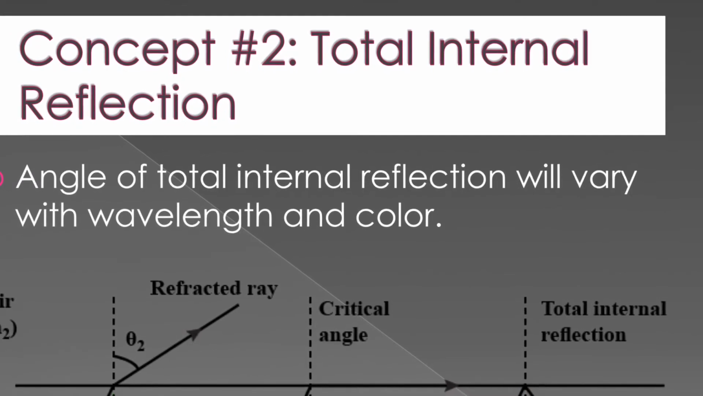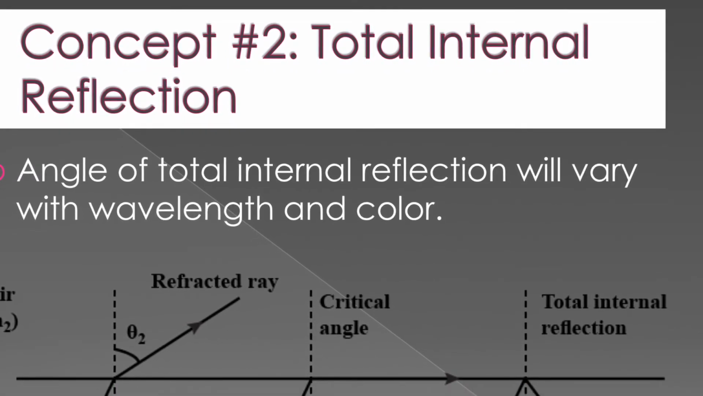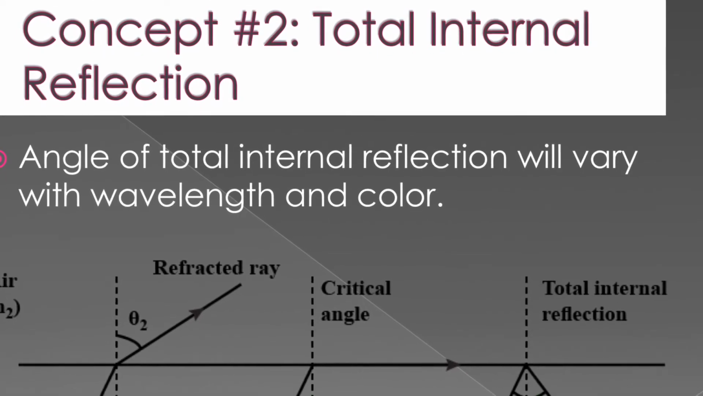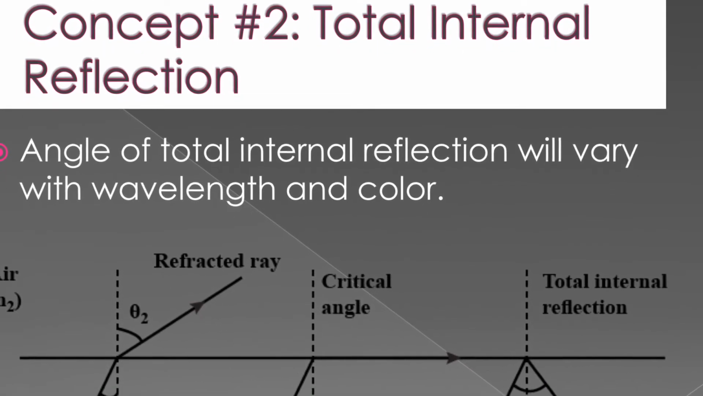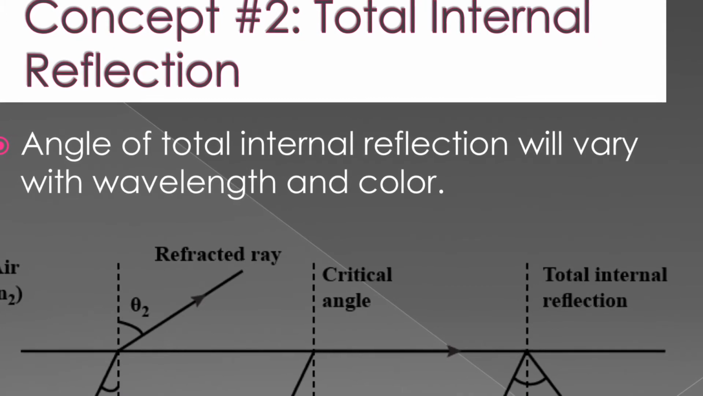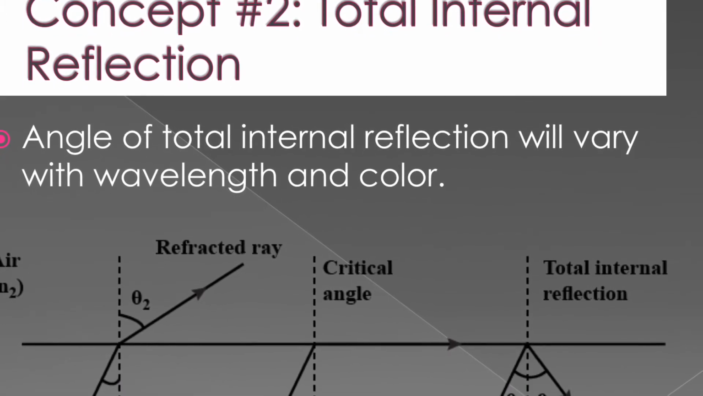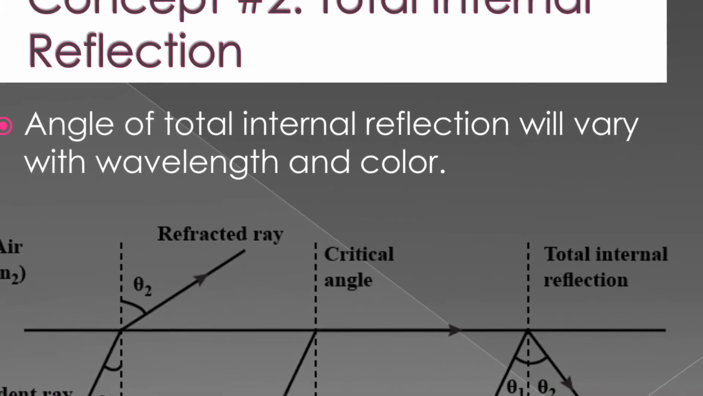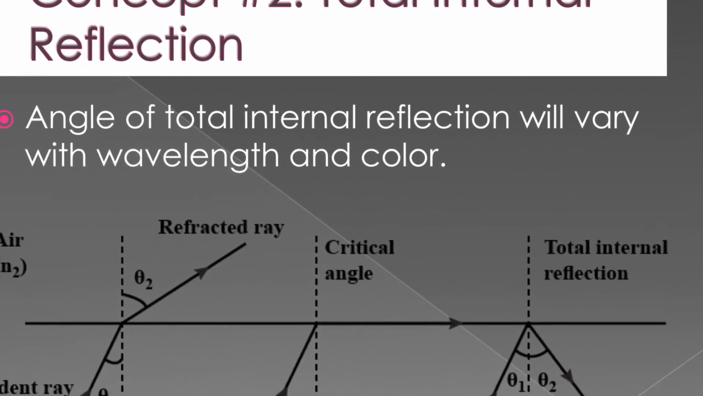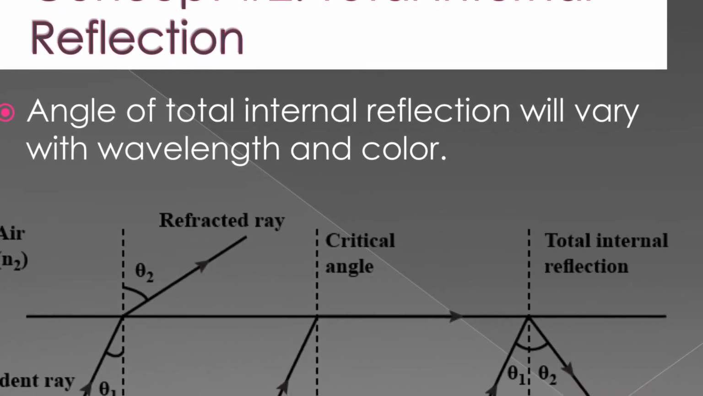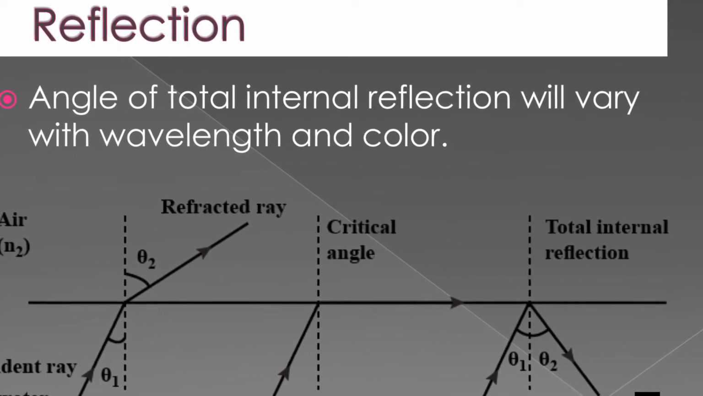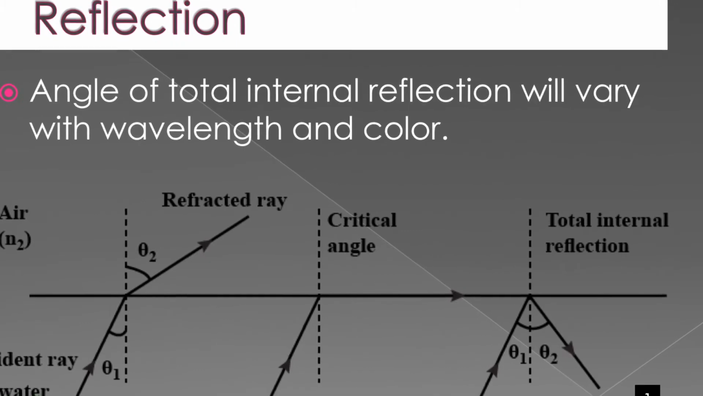Concept number two, total internal reflection. Total internal reflection is when the complete reflection of light within a medium goes from the surroundings back into the medium. Now, this occurs when the angle of incidence is greater than the critical angle, and also takes place between two transparent medias, when the ray of light in the medium of higher index of refraction approaches the other at an angle of incidence greater than the critical angle.